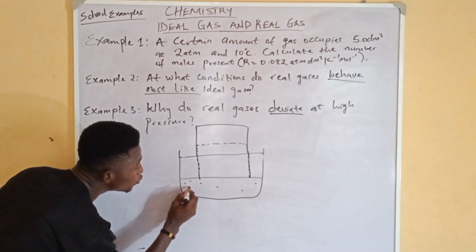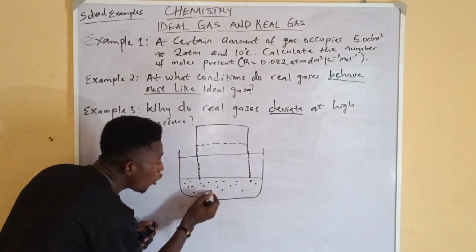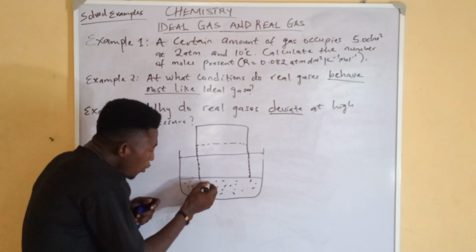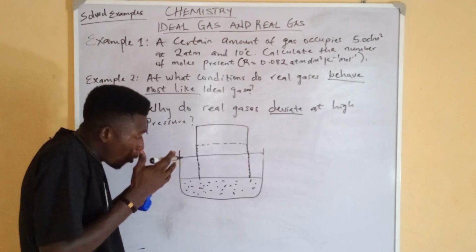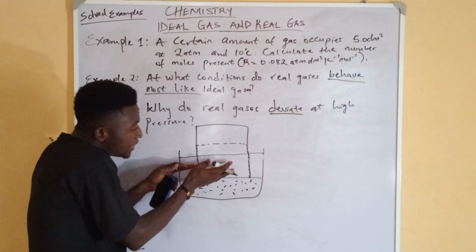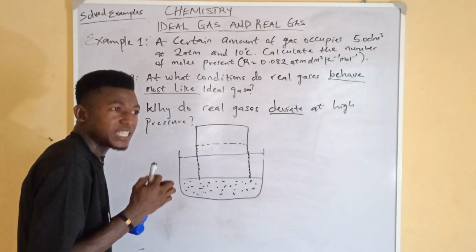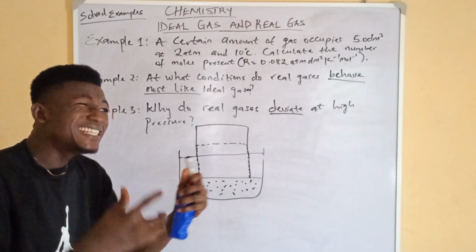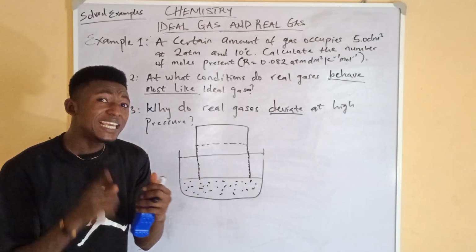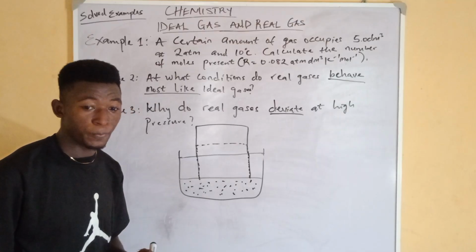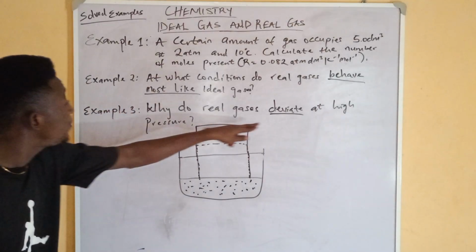Now, what will happen to the gas? The gas will be more compressed, more compact, unlike when the volume was still large. And when they compress, the intermolecular force will be significant. That is why they deviate at what?